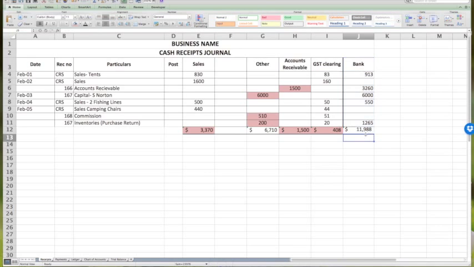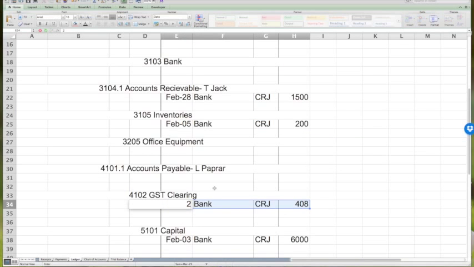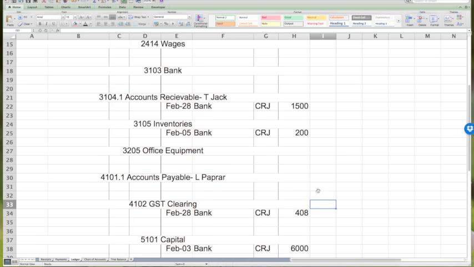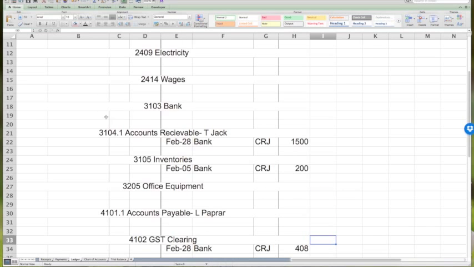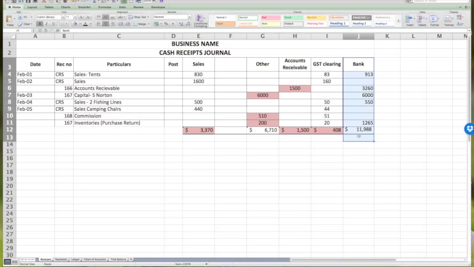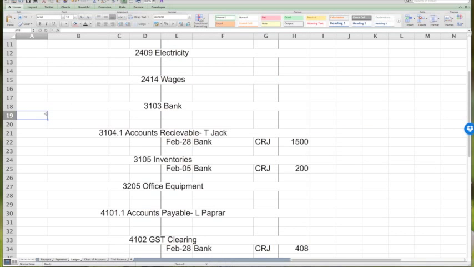Next one we've got is bank. So we're going to post the total for bank. It's $11,988. So I'll post that into the bank account on our ledger. Bank, here it is. Within the cash receipts journal, the bank column is a debit, so this is going to be going to the debit side of the ledger. Posting a total, so end of the month. And our particulars just go down as receipts.